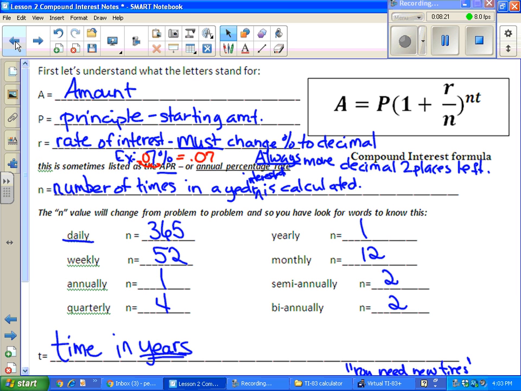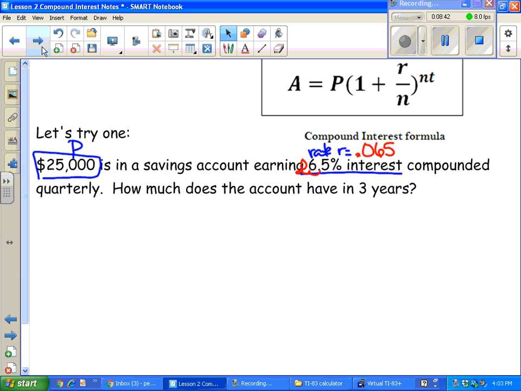Now, where did we hear that word quarterly? That's when we were talking about the N value. As we look at the N, we do have a note here. It says the N value will change from problem to problem, so you have to look for words. So that word quarterly comes up. How often are we going to get our calculated interest? 4 times. So I'm going to have to catch the fact that that word was quarterly, and that's my N value of 4.